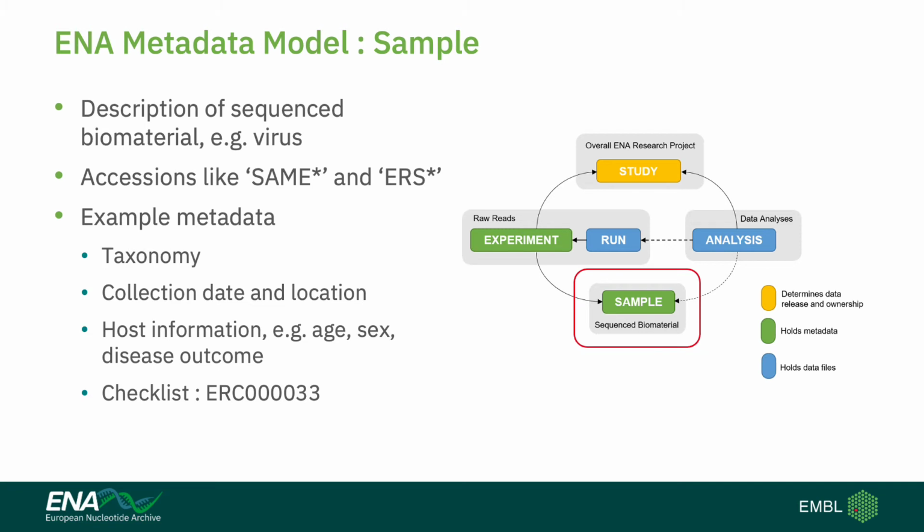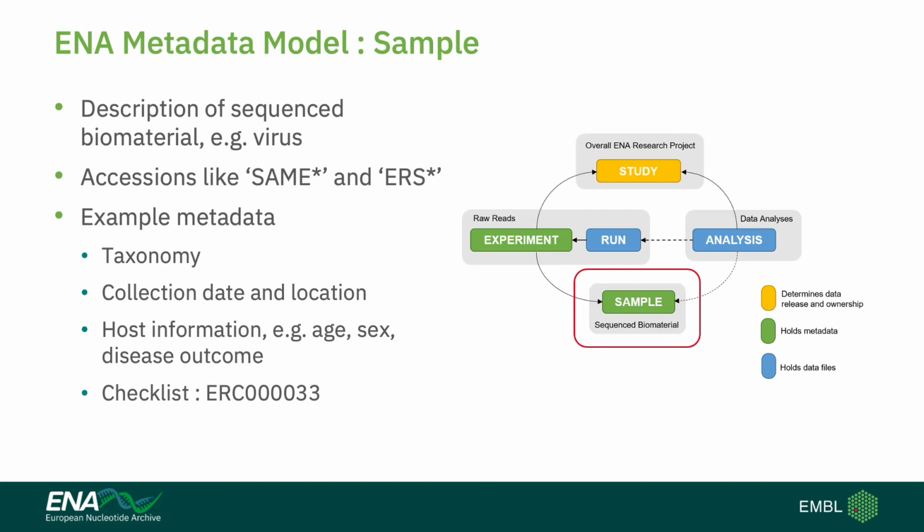So of course this metadata model is the same that's used for all different species. Things like vaccination status is a good example. That doesn't apply if you've sequenced, let's say, a penguin. So we have different checklists for different types of sample.